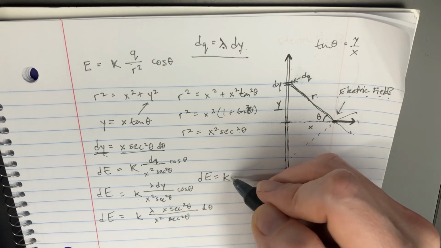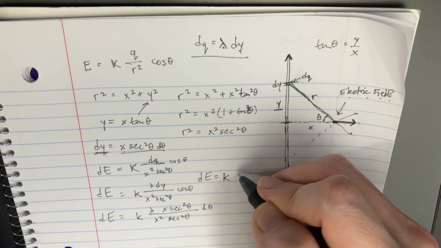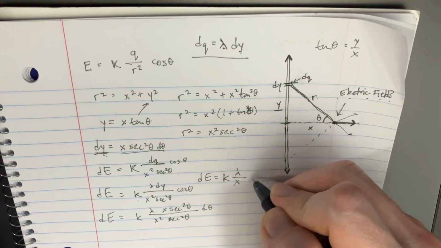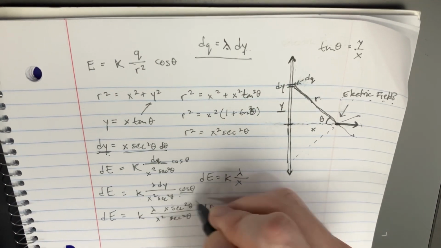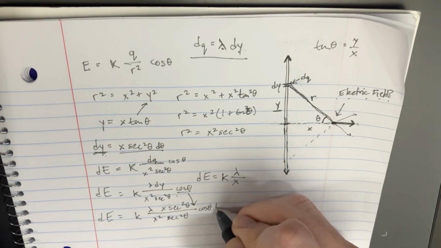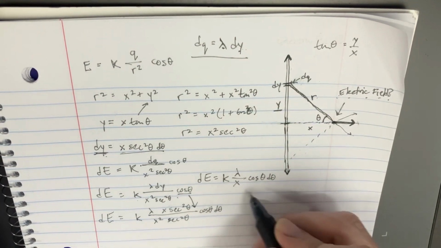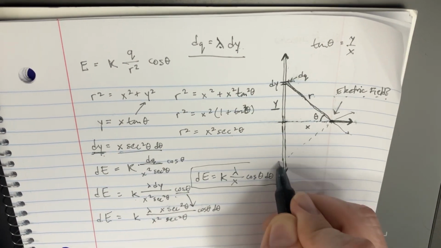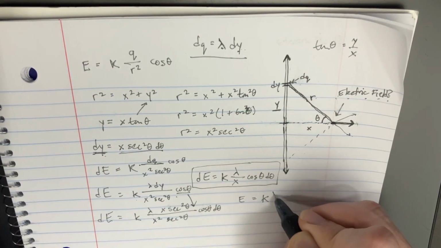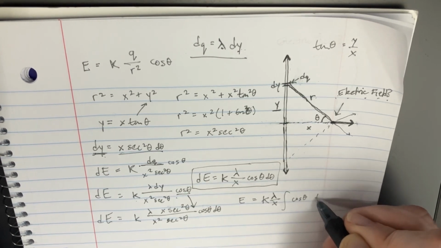Anyway, k, and this is going to cancel out, so you get lambda over x. I also forgot the cosine, so let me stick that there. So it's cosine theta d theta. And this is now what we can integrate, because we get E equals k lambda over x times the integral of cosine theta d theta.